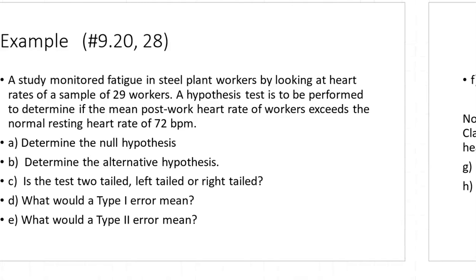This is a study that's monitoring fatigue in a steel plant. Okay, looking at heart rate samples of 29 workers. I want to determine if the mean post-work heart rate of the workers exceeds the normal resting heart rate of 72 beats per minute. So my null hypothesis is that the mean is equal to 72. Okay, so without any other evidence, you would assume that their heart rate is the same as everybody else's heart rate. All right, determine the alternative hypothesis.